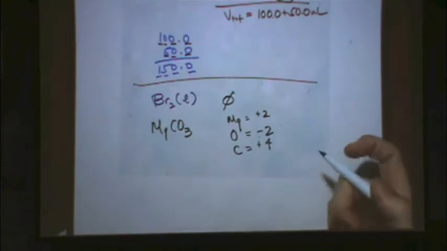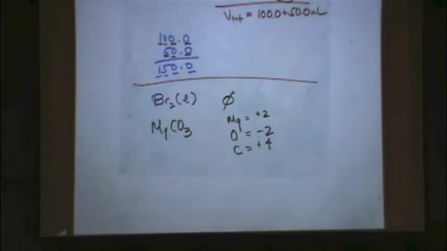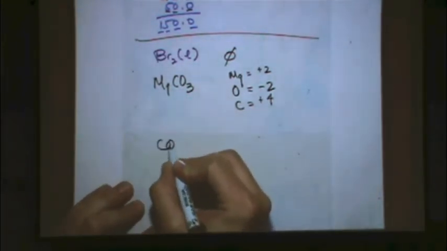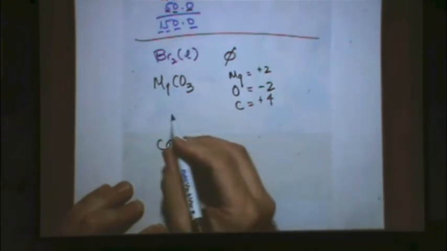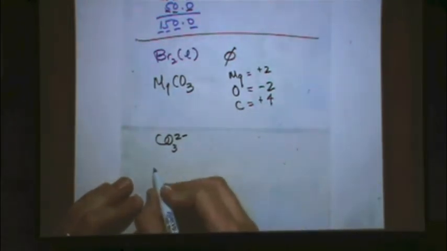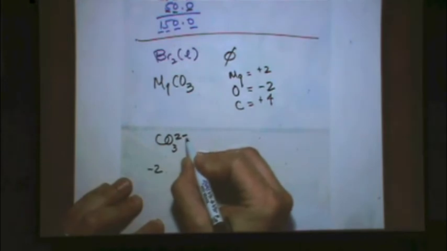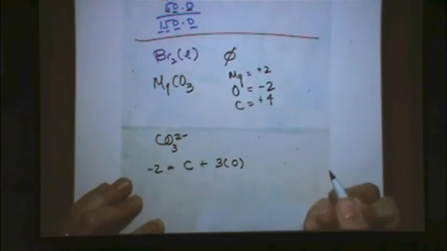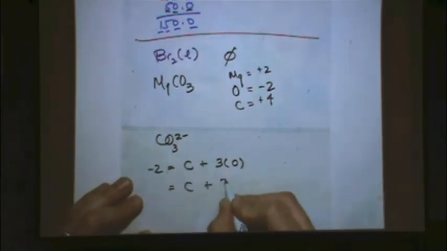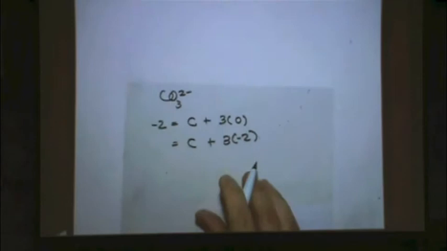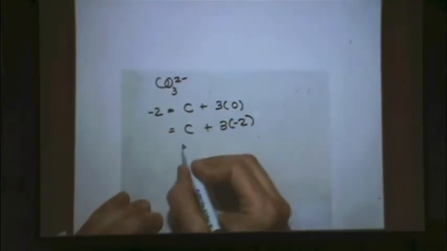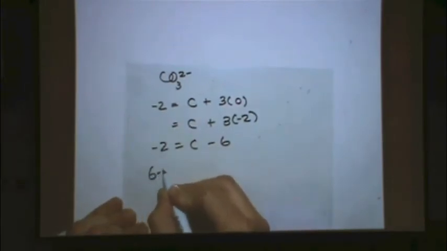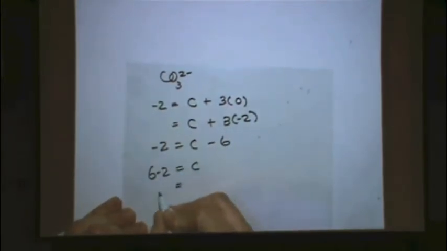Okay, should I write out how we got plus four? Would that be helpful? Yeah, okay. If you can't see it in your head, that's fine, just make sure you write it out. This comes from the carbonate ion, magnesium plus carbonate. So you just set up a little formula. Negative 2, which is the overall charge, equals the carbon oxidation state plus 3 times the oxygen oxidation state. We already know oxygen is minus 2 from the periodic table. So this will be carbon minus 6. Add 6 to both sides. So it'll be 6 minus 2 equals carbon, which is going to be plus 4.